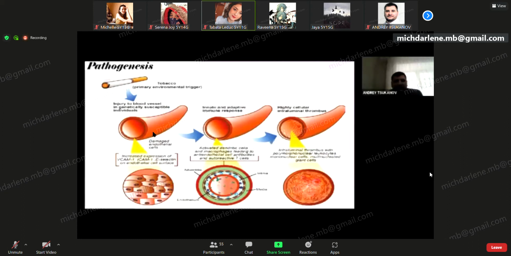And you see in this slide the changes which occur during the inflammatory process. Injury to blood vessels, genetic susceptibility in individuals, innate and adaptive immune response in this process, and high intraluminal thrombus formation.